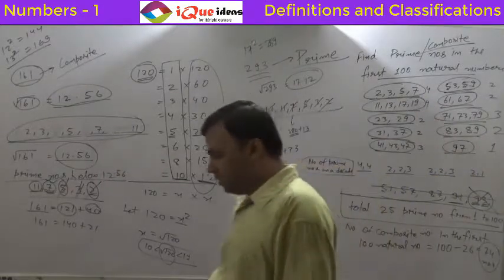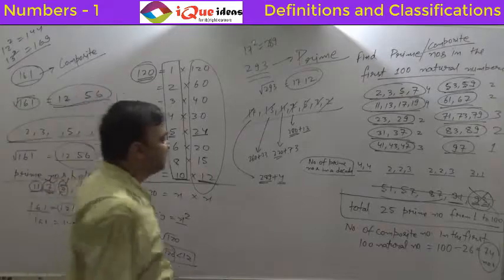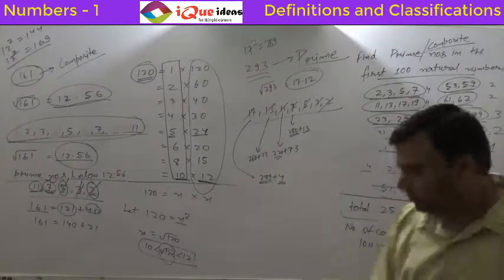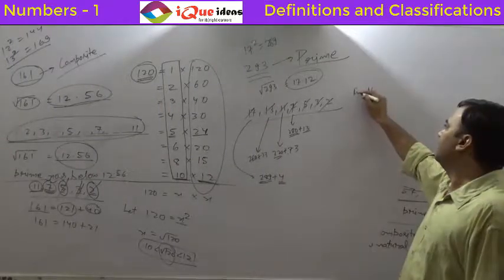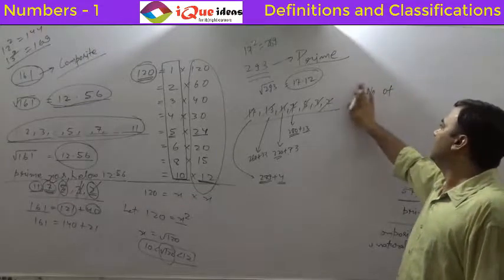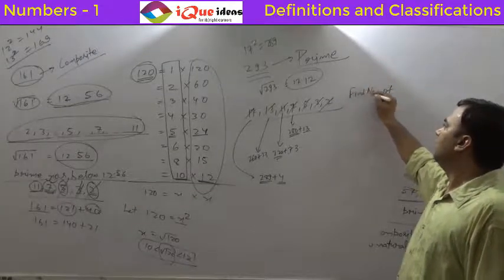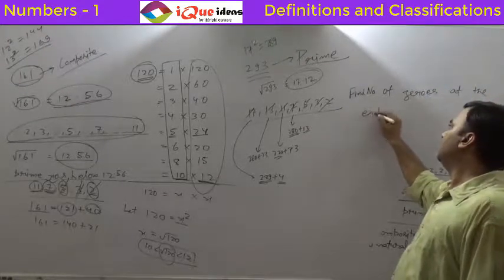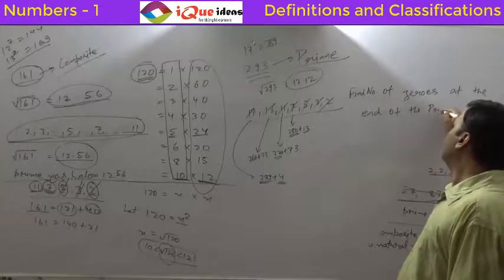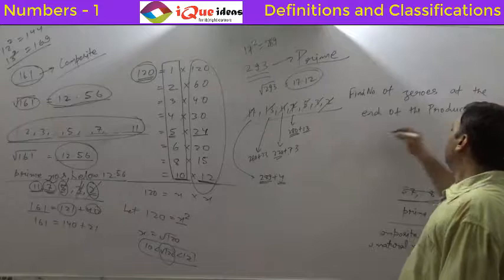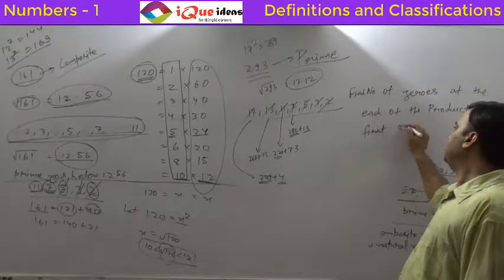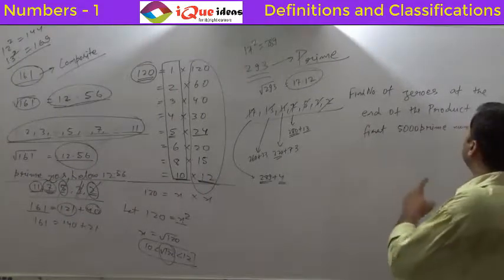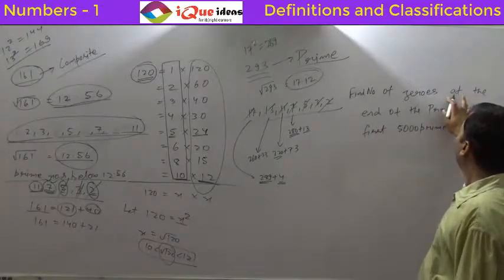Alright. So now this is where we have completed the definitions, classifications, number of ways of checking and other things. I'll just give one more question to end the session. Find the number of zeros at the end of the product of the first 50 prime numbers or first 5000 prime numbers. Number of zeros at the end of any product.